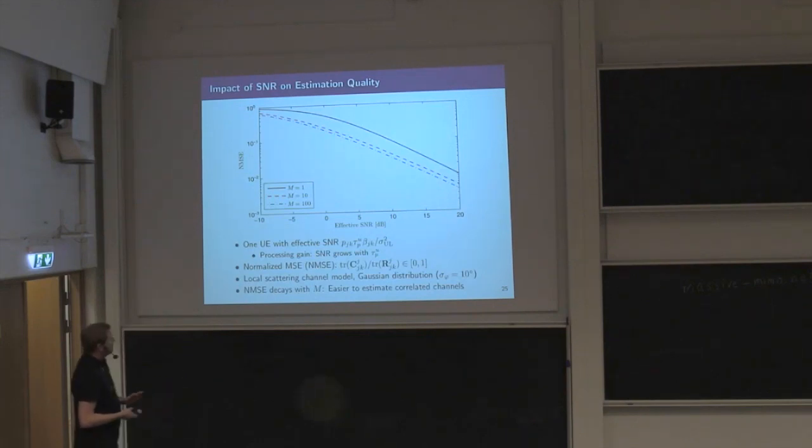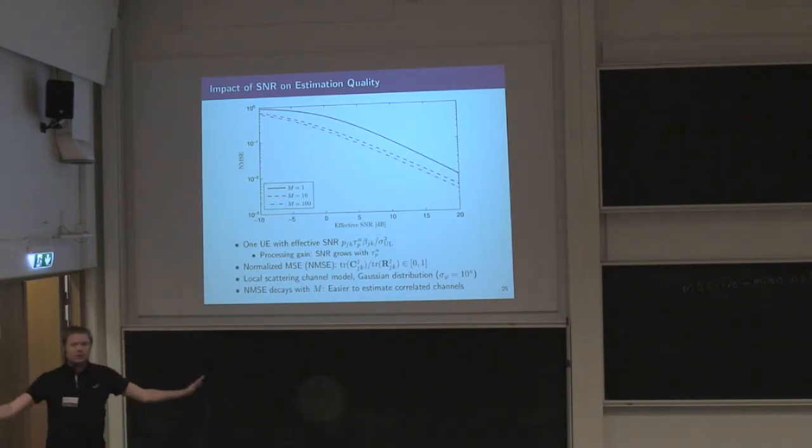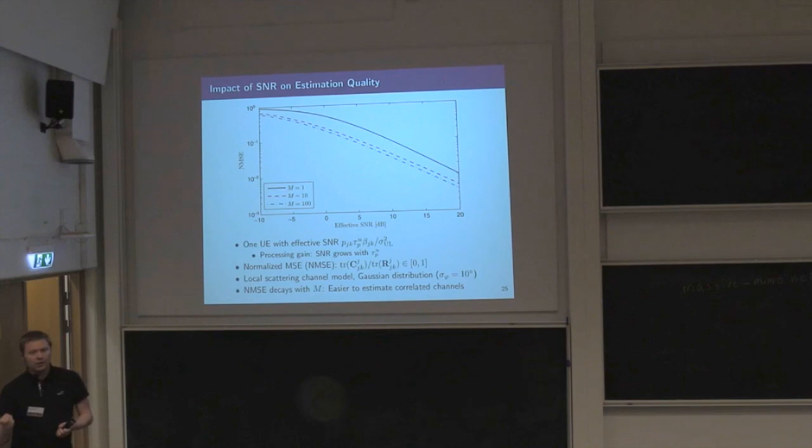Some things to look at: say that we are just having one user in the system, and we are defining some kind of effective SNR being the transmit power times tau pu times my variance of the channel divided by the sigma squared noise here. Then I'm plotting what I call the normalized mean squared error. That is to take the trace of the estimation error covariance matrix divided by the trace of the original covariance matrix. Why do I divide with this? Well, now I get a number between 0 and 1.